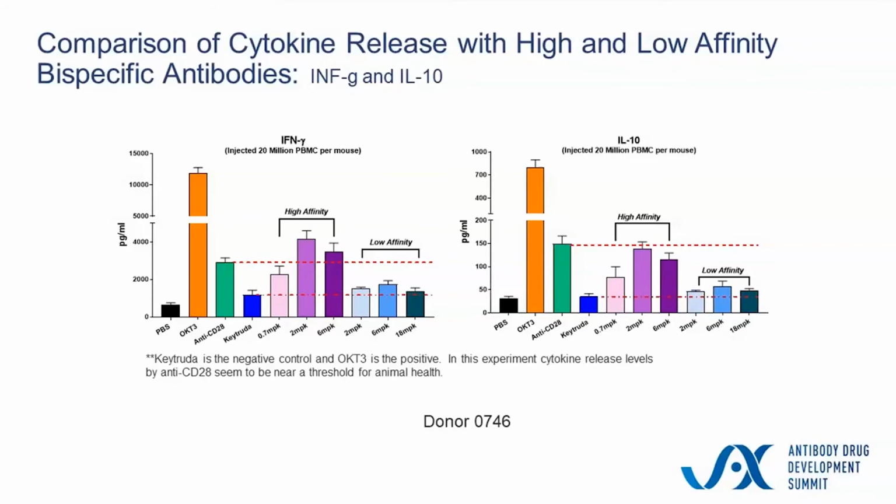The first thing you can see is that with the high affinity BCMA CD3, we're getting high levels of interferon gamma being secreted, as well as high levels of IL-10 in comparison to Keytruda or your low affinity BCMA CD3 bispecific. So one thing you can see right now is that with the higher affinity, you get higher levels of cytokine release, and you can differentiate the low versus the high.